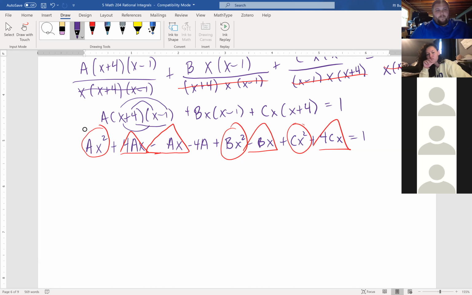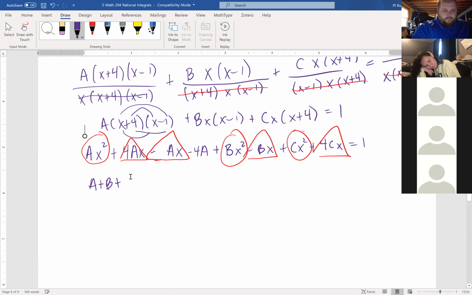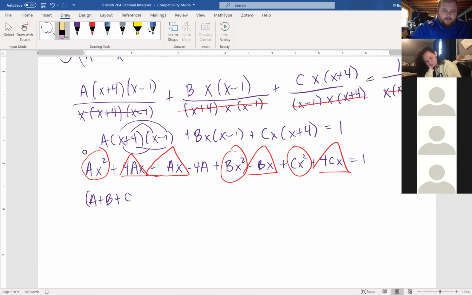Okay. So all the x squared terms are circled. That's a plus b plus c. Come on. Uh-oh, pen's screwing up. Come on, pen, don't fail me now. All right, that's all times x squared.